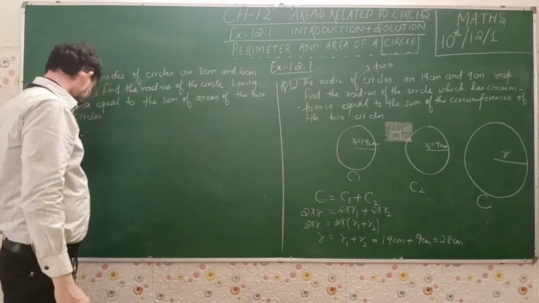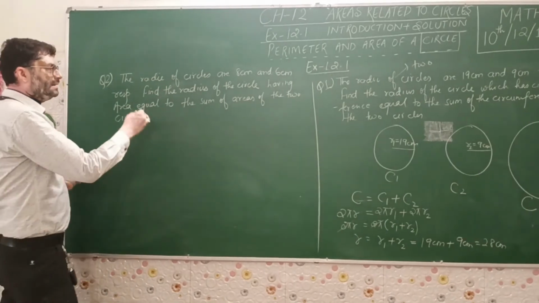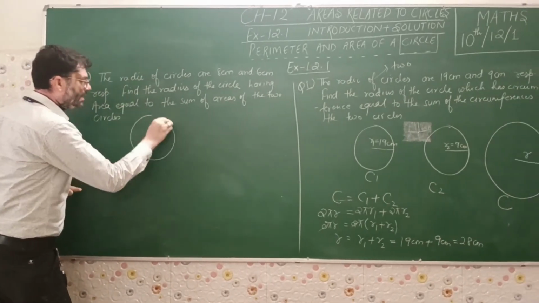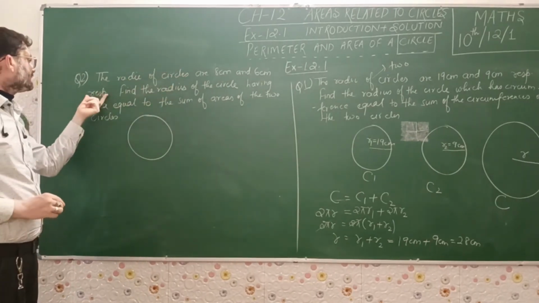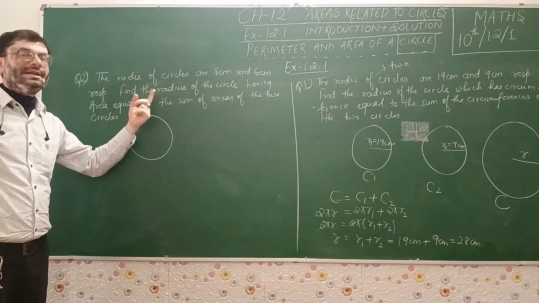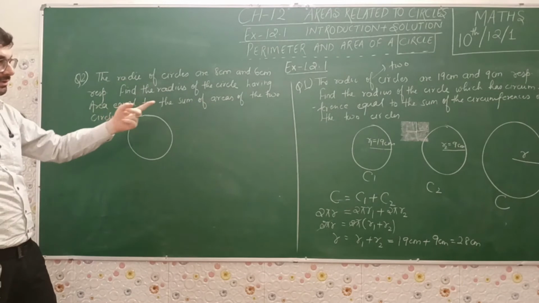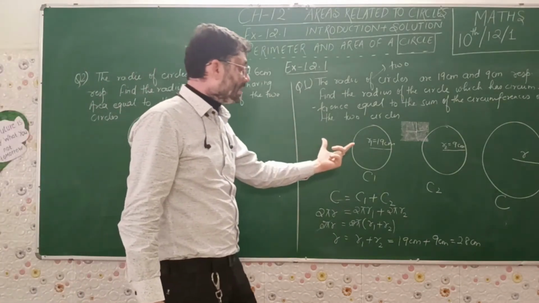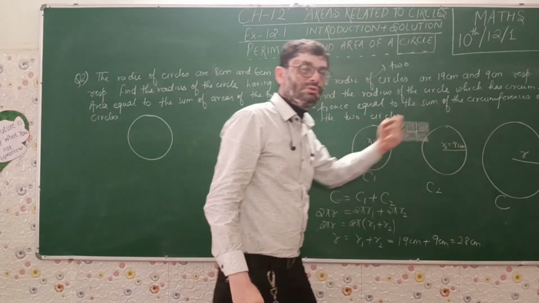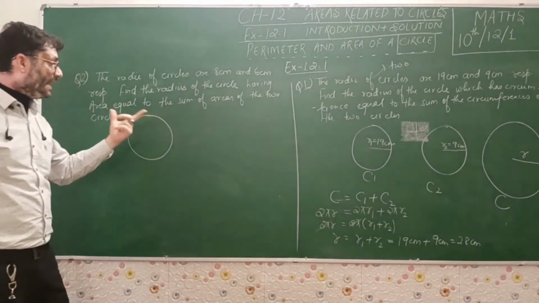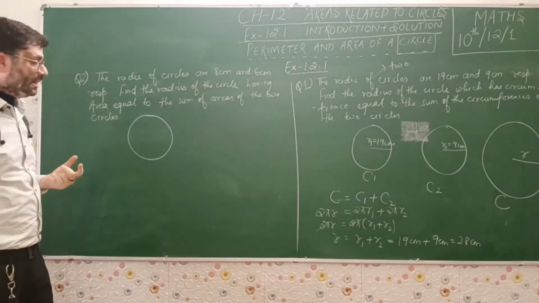Then question number 2. The radii of circles are 8 centimeter and 6 centimeter respectively. Find the radius of the circle having area equal to the sum of the areas of the two circles. Now in the previous question, the sum of the circumferences of the two circles was equal to the circumference of the new circle. Now we have the sum of the areas of the two circles with two different radii equal to the area of the third circle.